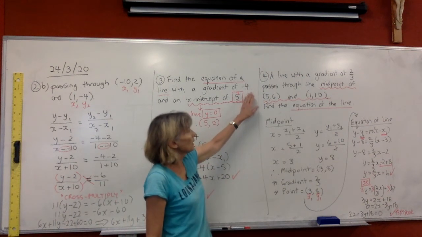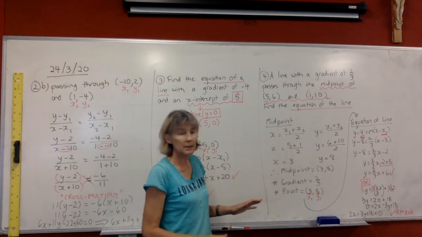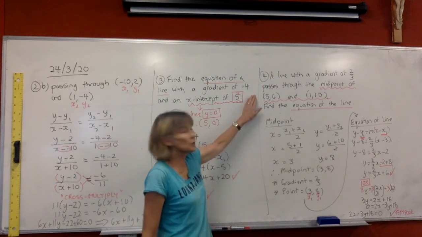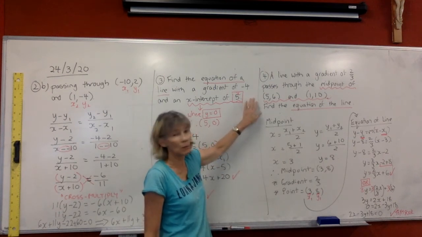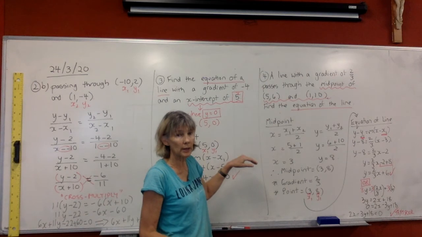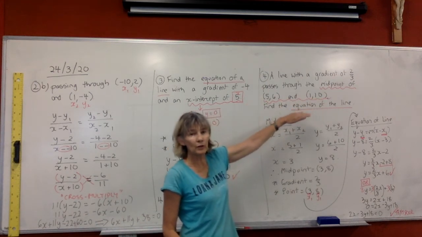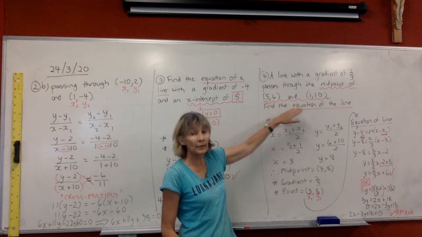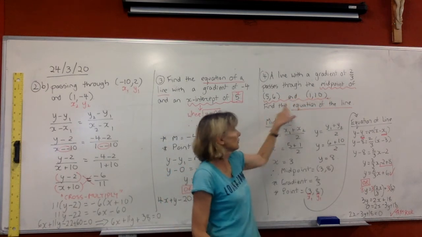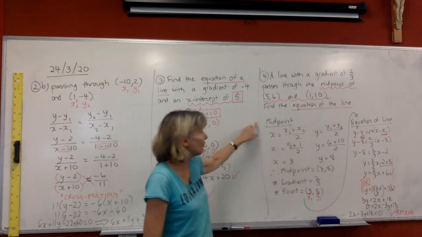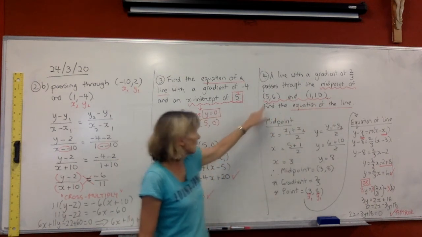It says a line with a gradient of 2/3, that part's easy enough, passes through the midpoint of 5, 6 and 1, 10, so there's a complication there. Generally, if you look at the end of what they've given you for the information and start there, it makes it easier to deal with. So we're starting with the bit that I've just underlined here, and we're going to find that midpoint.